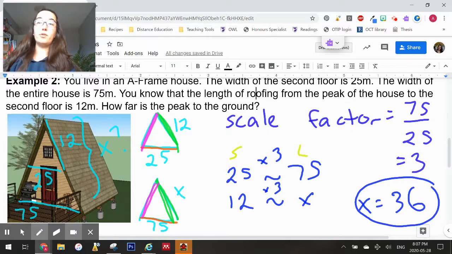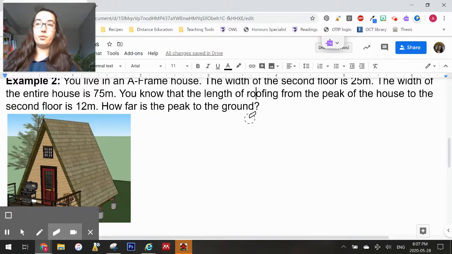We could write a therefore statement to finish if you wanted. The question was asking, how far is the peak to the ground? Well, the peak to the ground is a total of 36 meters. Let's do one last example.